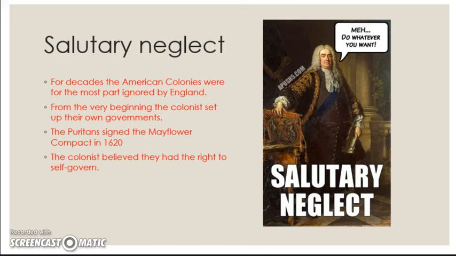What happens is that the British practice a policy called salutary neglect. And what that means is that they pretty much left us to our own devices. They were too far away to really enforce any laws that they could place on the colonies. And as a result, we get used to this idea of taking care of ourselves, making our own laws, and doing what we want.